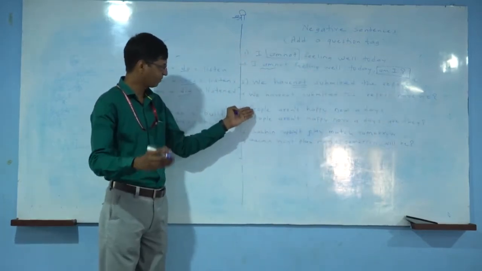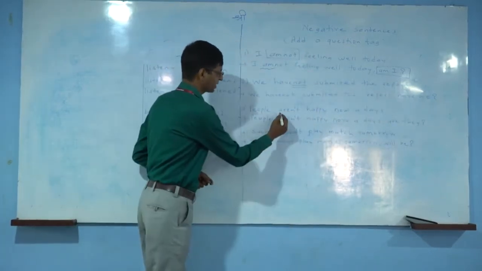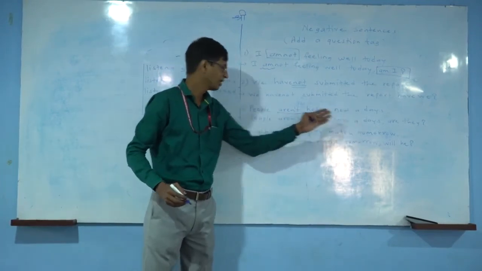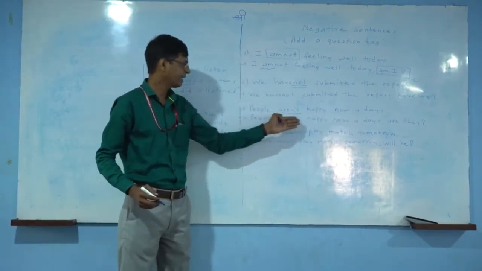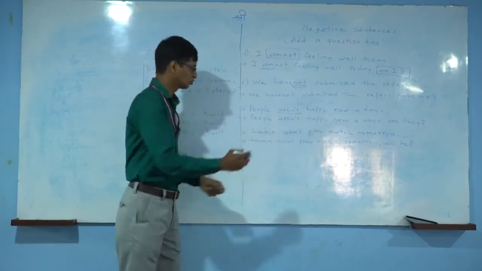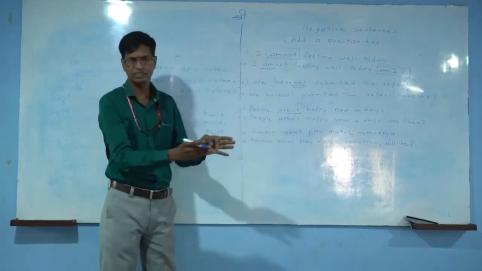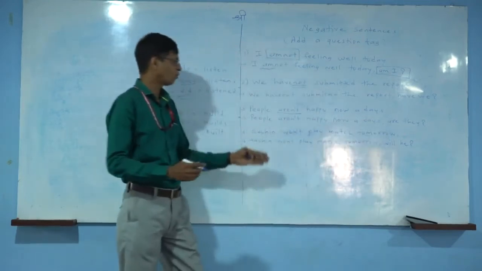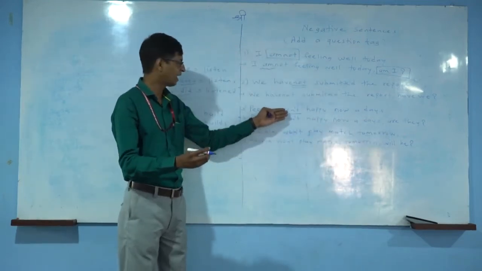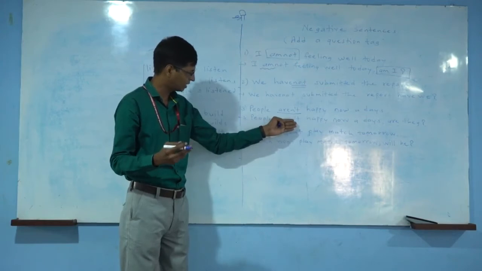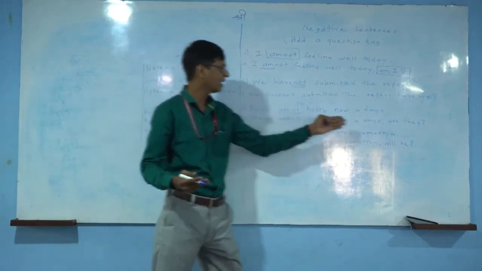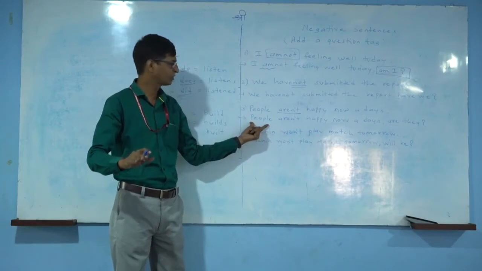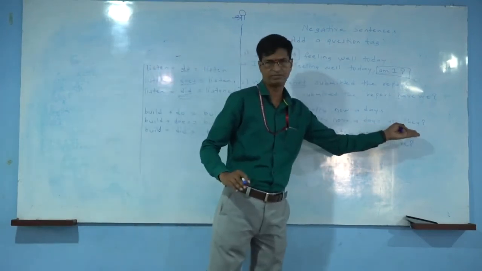Number three: people aren't, this is a contracted form, aren't happy nowadays. People aren't happy nowadays. So the sentence as it is, we have written in the answer, comma, and what is the positive question tag? We are removing that n't, not, and are, because people is plural, so we are writing are they.